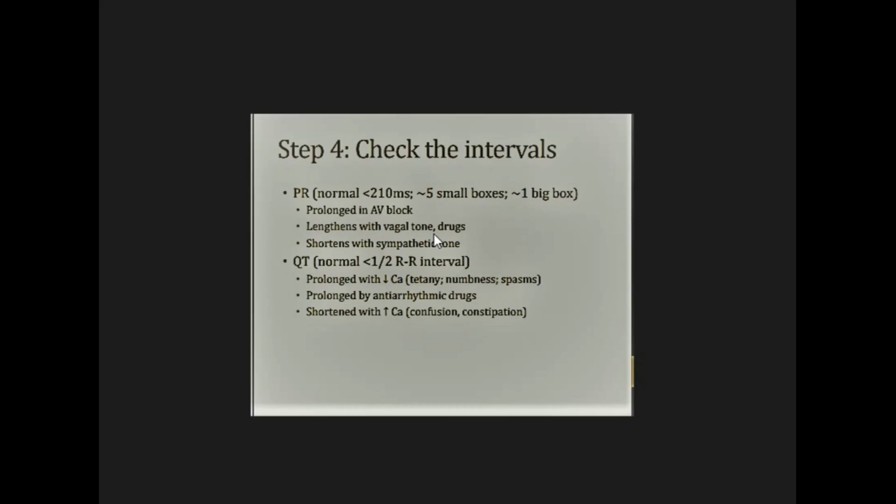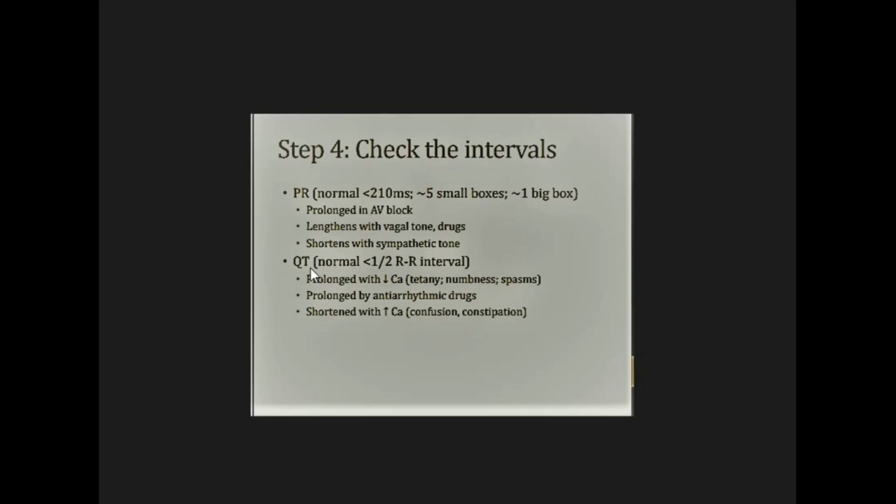PR interval. If the PR interval is prolonged, then it means you're going to have an AV block. If the PR interval is prolonged, it can also mean that the person is using some drugs which increase the vagal tone. The PR interval can also be shortened in conditions in which you are using beta agonists, or stimulants, or certain drugs which cause the cardiac activity of the heart to increase.